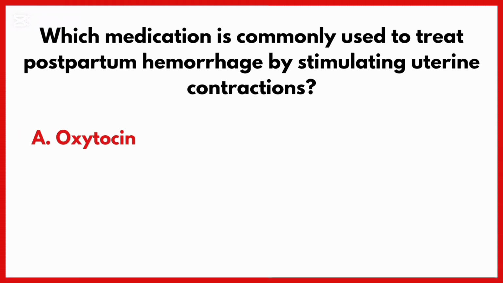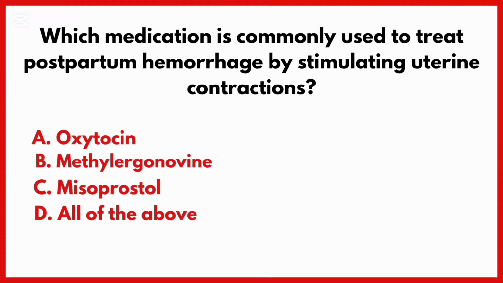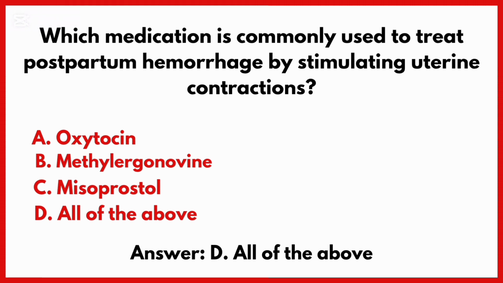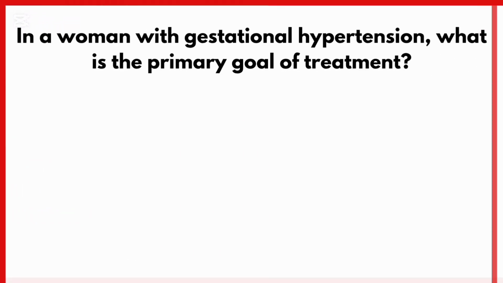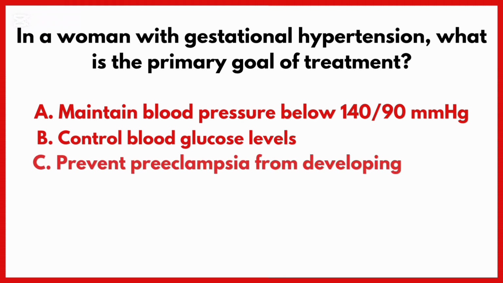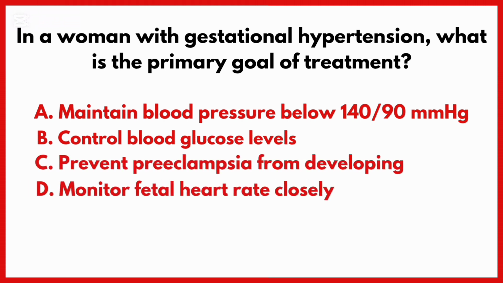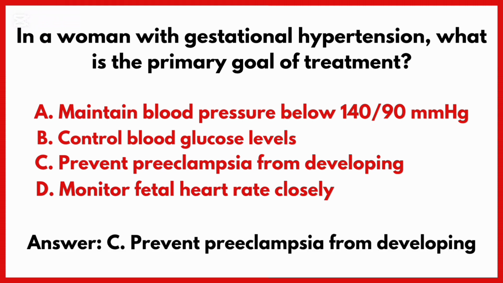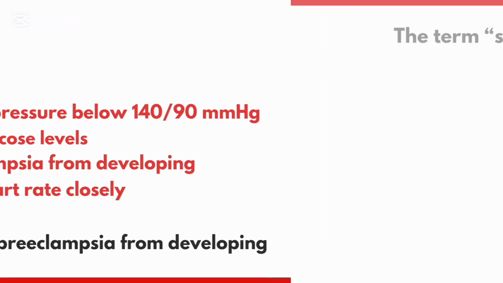Which medication is commonly used to treat postpartum hemorrhage by stimulating uterine contractions? Correct answer is option D, all of the above. In a woman with gestational hypertension, what is the primary goal of treatment? Correct answer is option C, prevent preeclampsia from developing.